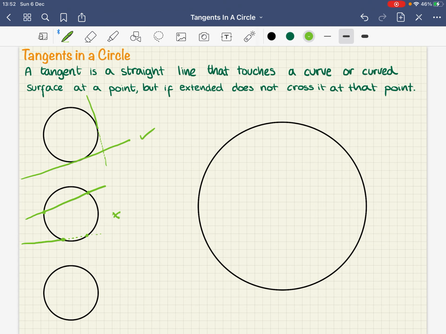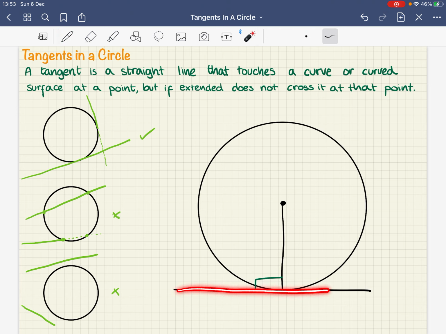And another example of what isn't a tangent is if it just doesn't even touch the circle at all. So it just misses it. Those are not tangents. And the important thing that a tangent does in relation to a circle is if I've got my tangent, I've got my center point, the line from the center that meets my tangent is always at a right angle. So as long as I've got a tangent line and then a line from the center of my circle, that is always going to meet at a right angle.